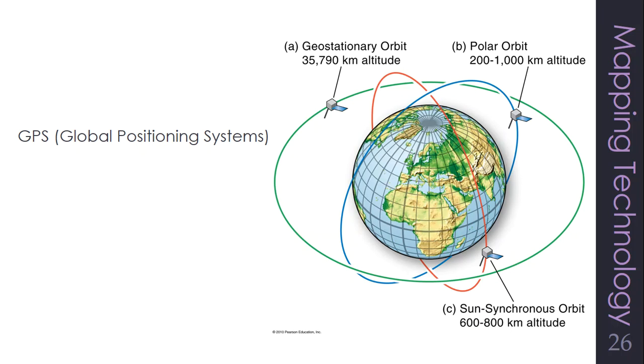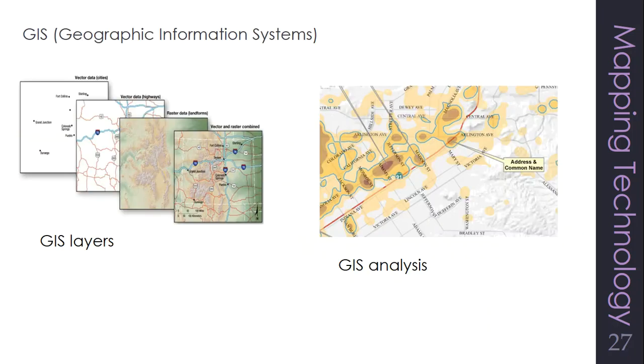20 years ago, there were a lot fewer satellites. You would have to wait a lot longer to get enough satellites to get your location. And now, at any given moment, there's probably about 16 satellites that can help get your location, which is one of the reasons why our phones are so accurate.